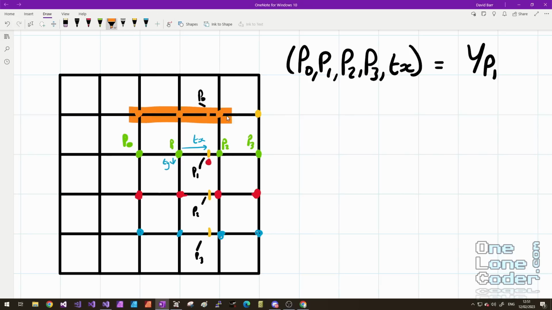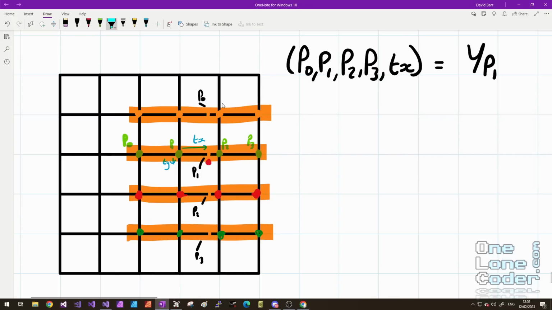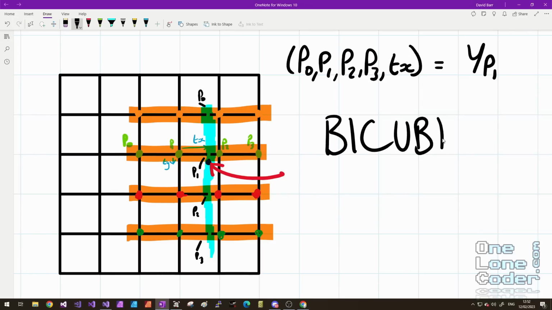The first one is here, then here, then here, then here, and that would give us 4 new control points for a final spline along the y-axis that we can use with respect to our ty to give us the point we're interested in. Conceptually, this is all very similar to bilinear interpolation. We've just got more to do. In 2 dimensions like this, this is bicubic sampling. So let's code that up.